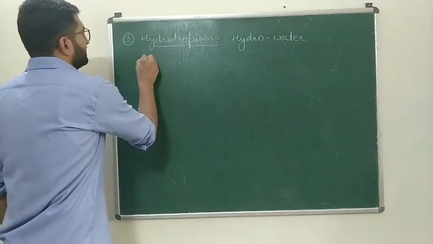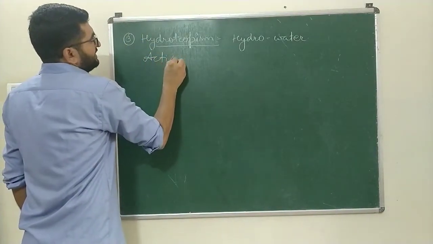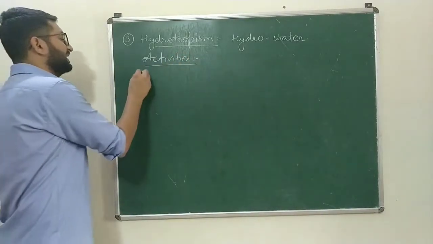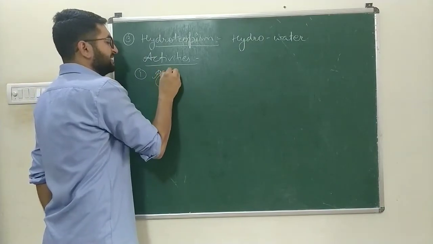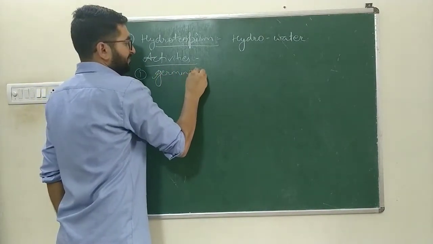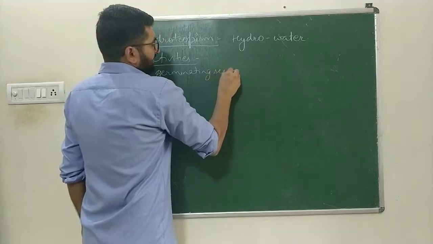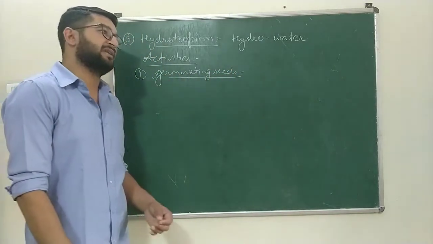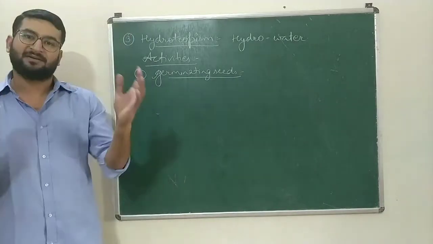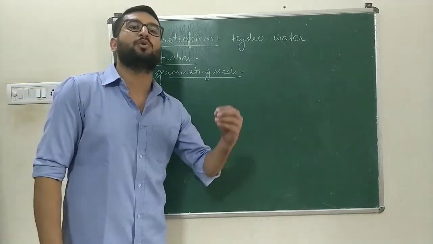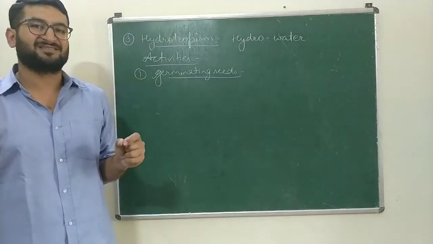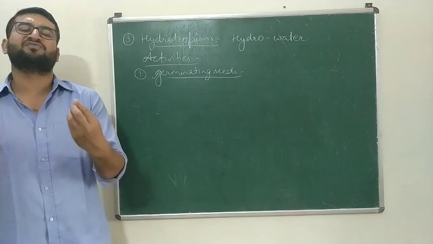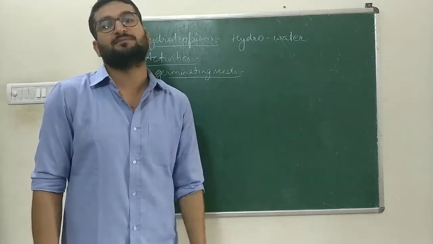Now we'll discuss activities related to hydrotropism. The first activity is regarding the germinating seeds. In the next chapter of biology, how do organisms reproduce, you will study that when seeds germinate, when seeds start to grow into a plant, they grow a white thread-like structure known as a radicle. And that radicle will become the future root.